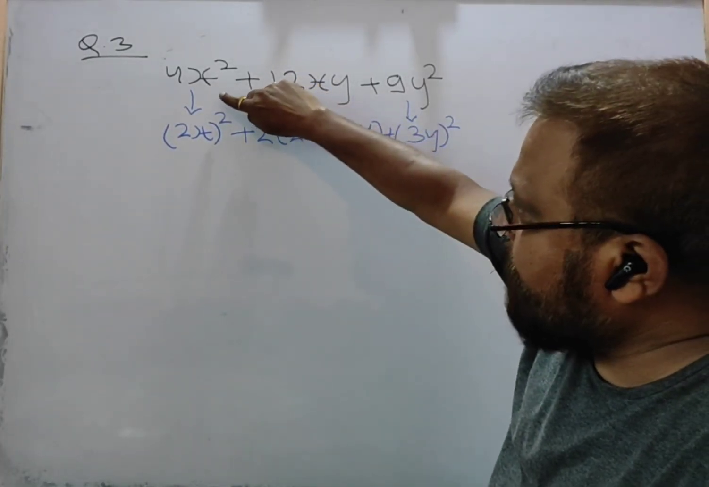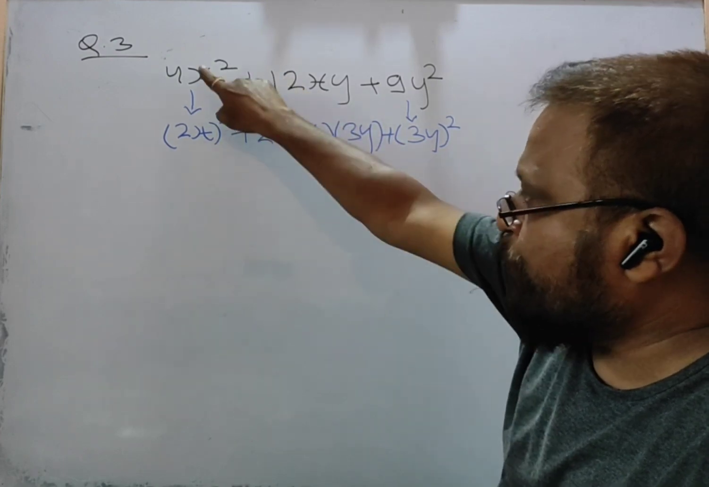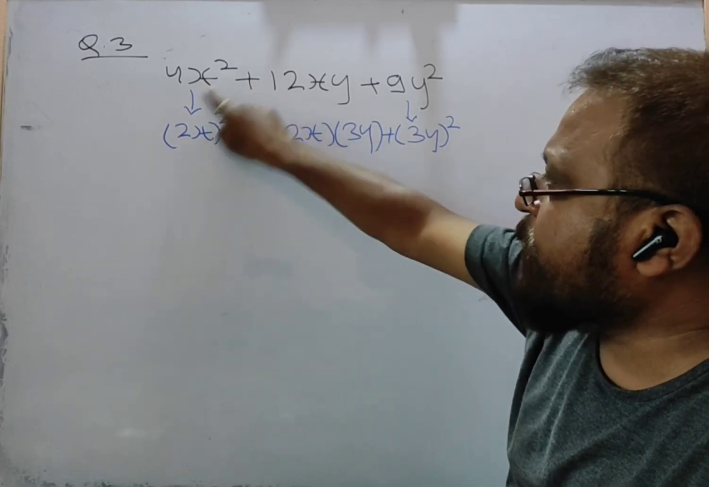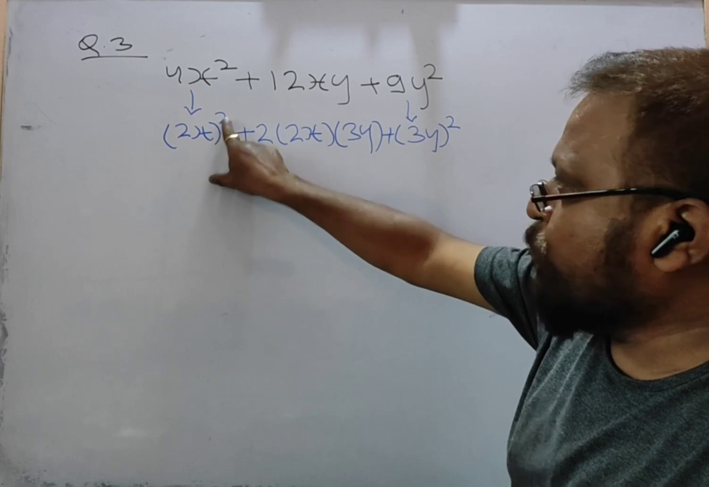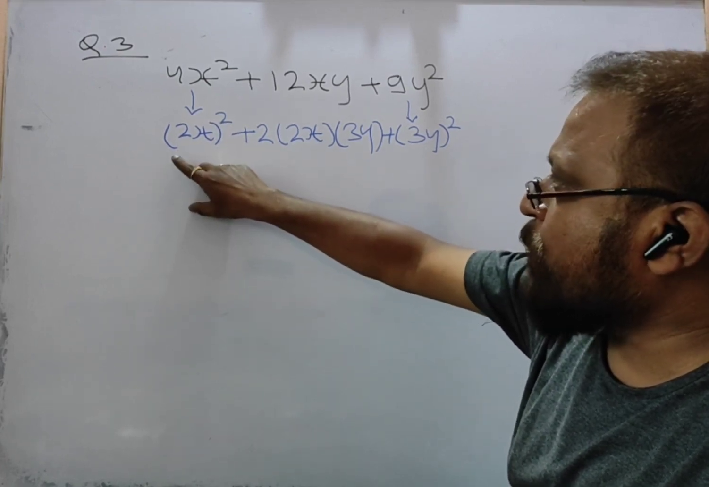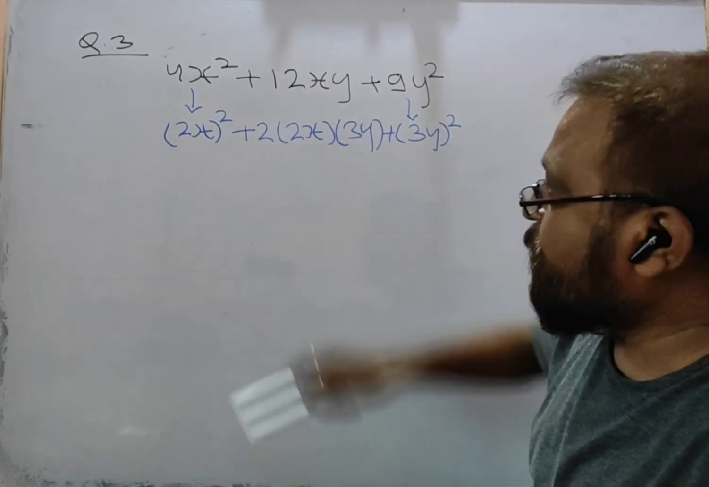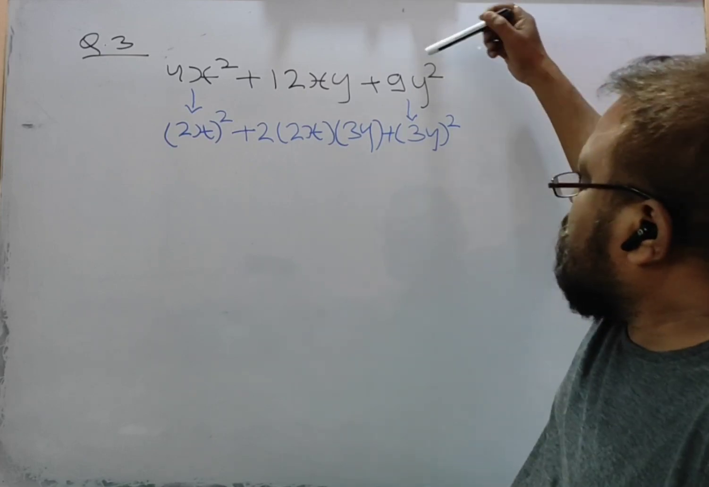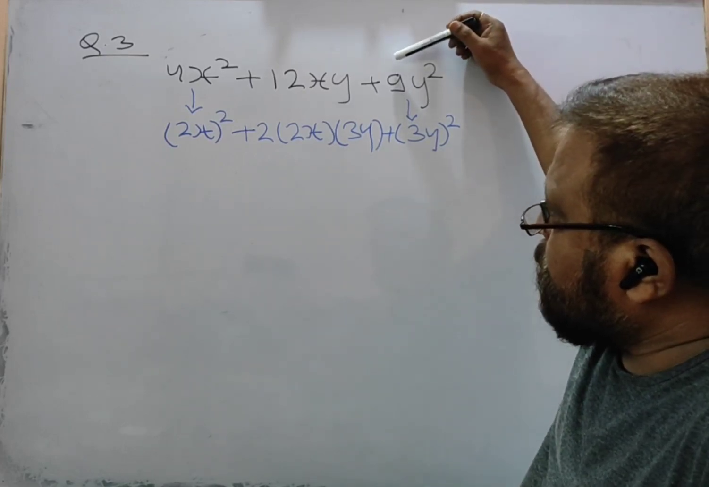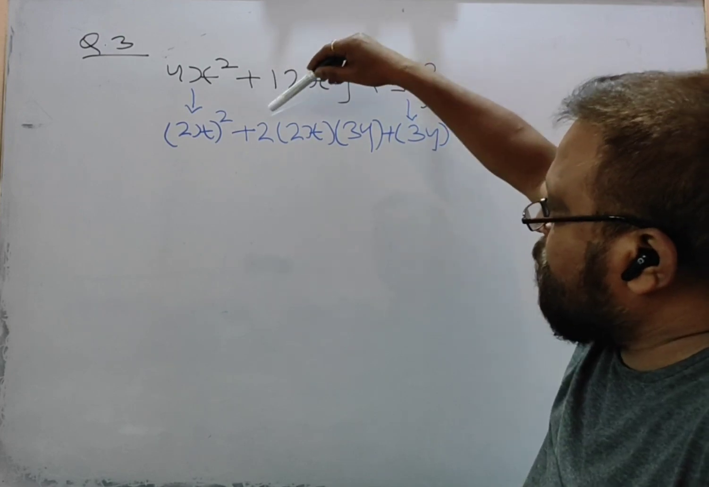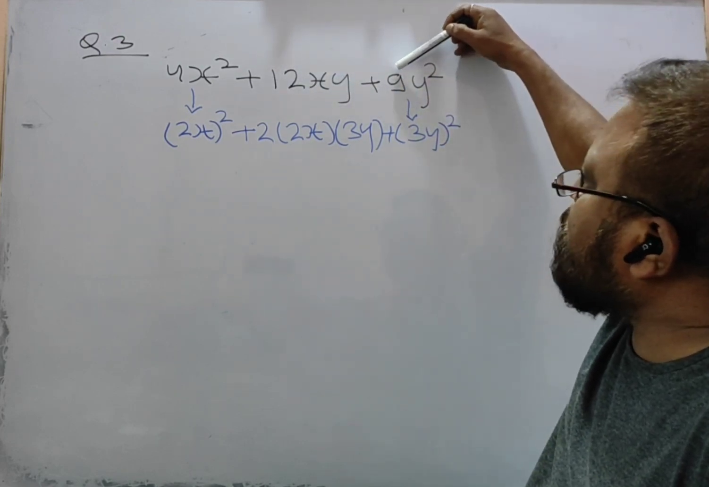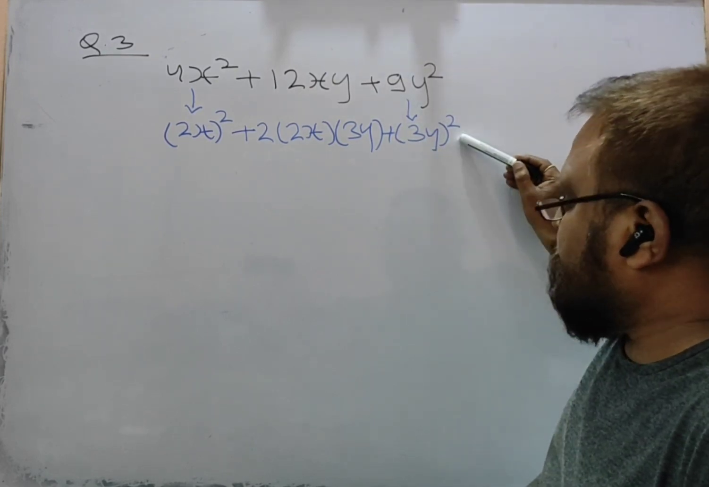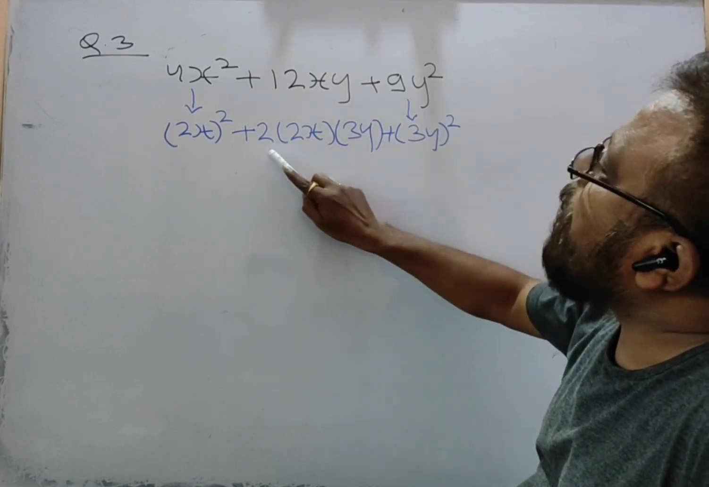You know, there was given to us 4x squared. So 4 is the perfect square of 2, so that's why I wrote here 2 and x. So 2x whole square: when you solve it, it becomes 4x squared, right? And 9 is the perfect square of 3, so I write 3y whole square.